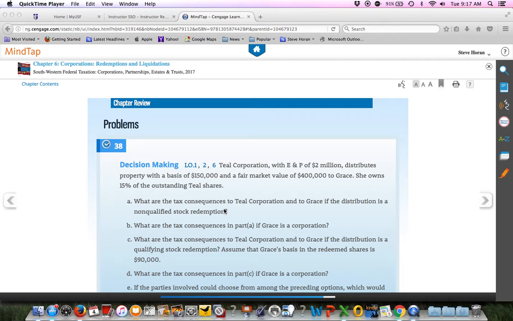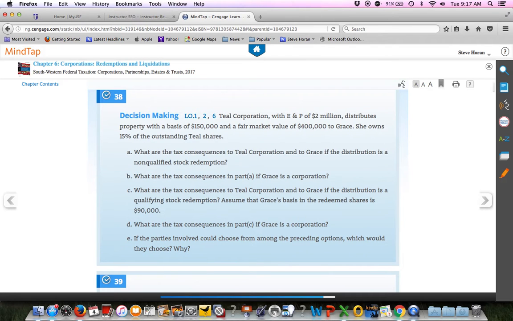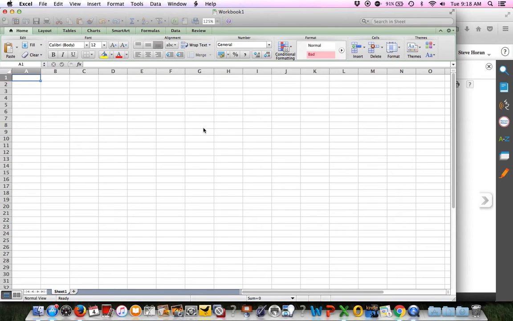The first one here, Teal Corp has E&P of $2 million, distributes property with a basis of $150, fair market value of $400 to Grace. She owns 15% of the outstanding Teal shares. So we'll talk about tax consequences to Teal and to Grace if the distribution is a non-qualified distribution. Okay, so I'm going to do this one in Excel just so we can see the numbers a little bit better. And so I'm going to look at Teal first.